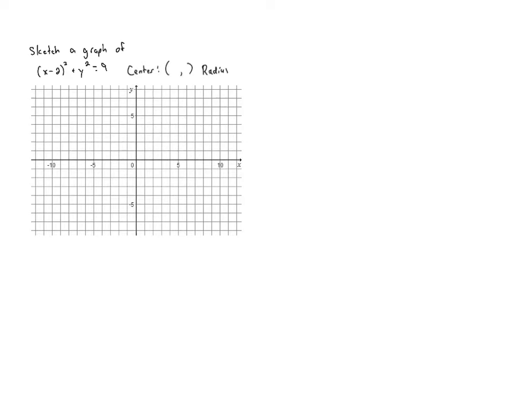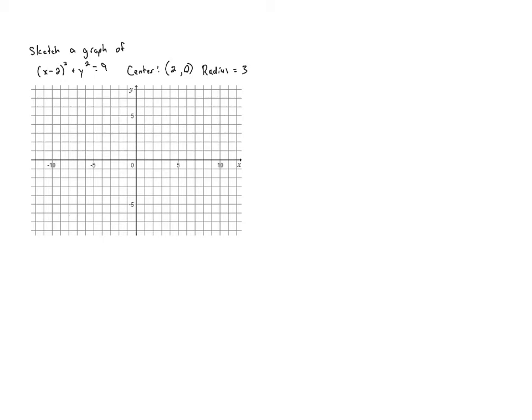So the x-coordinate of the center is the number that's being subtracted from x in the parentheses. That's going to be 2. The y-coordinate of the center is the number that's being subtracted from y. In this case, there is no number there, so that ends up being 0, because y is the same as y minus 0. Then the radius, we know the constant term is the radius squared. So if r squared is 9, that means the radius r has to be 3. So we've got a circle with center 2, 0 and radius 3.